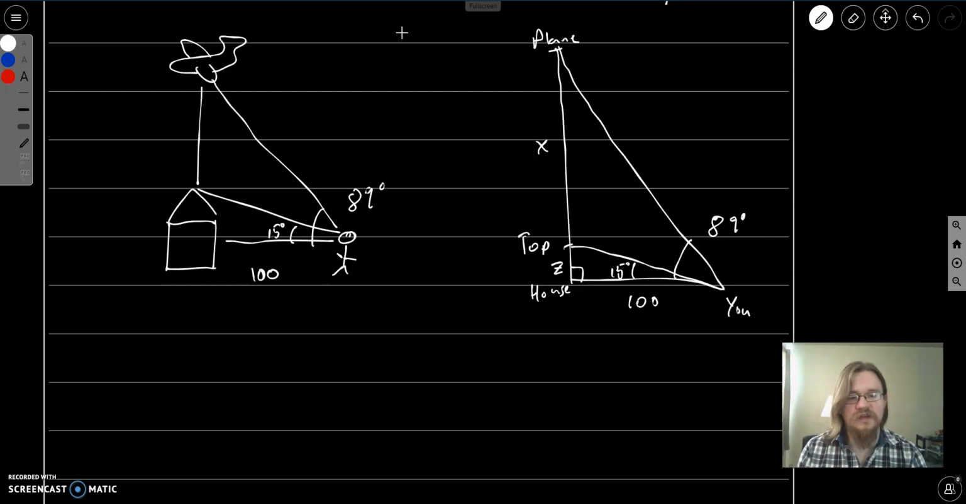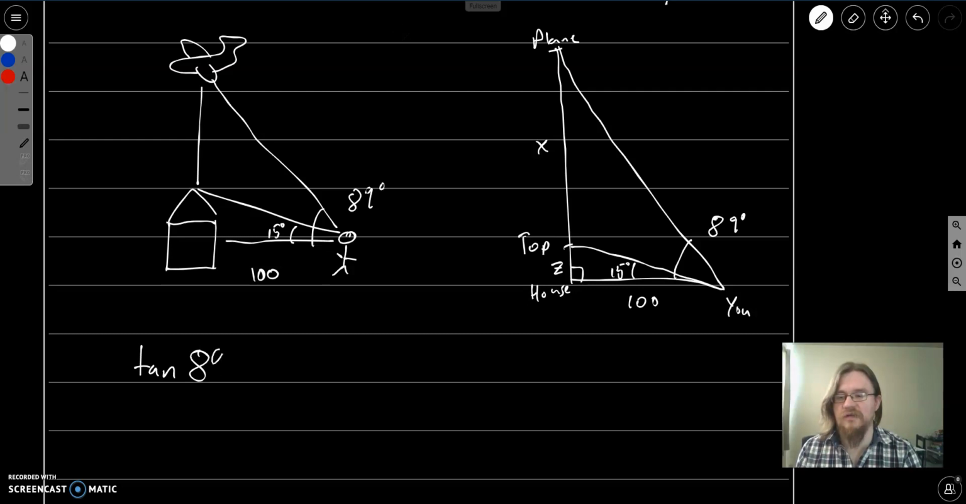And for instance, I know that I have a right angle triangle where this angle down here is 89 degrees, and this side length is 100. So what I can do is relate this side of the triangle to this side of the triangle using one of my trig identities. Well, if I'm using the 89 degrees, this is the opposite side, and this is the adjacent side. Opposite over adjacent is tangent.